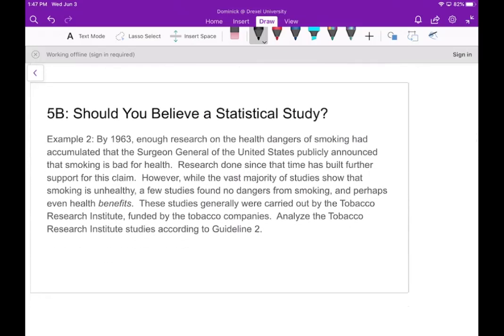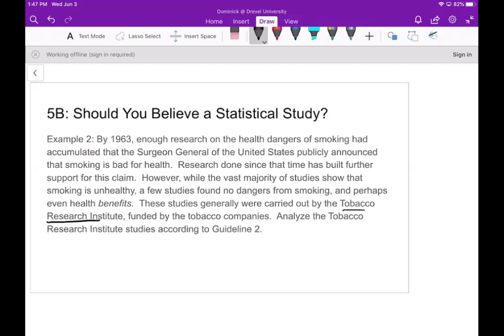All right. Now, in example 2, by 1963, enough research on the health dangers of smoking had accumulated that the Surgeon General of the United States publicly announced that smoking is bad for your health. Now, research done since that time has built further support for this claim. However, while the vast majority of studies show that smoking is unhealthy, a few studies found no dangers from smoking, perhaps even health benefits. These studies generally were carried out by the Tobacco Research Institute and funded by tobacco companies.